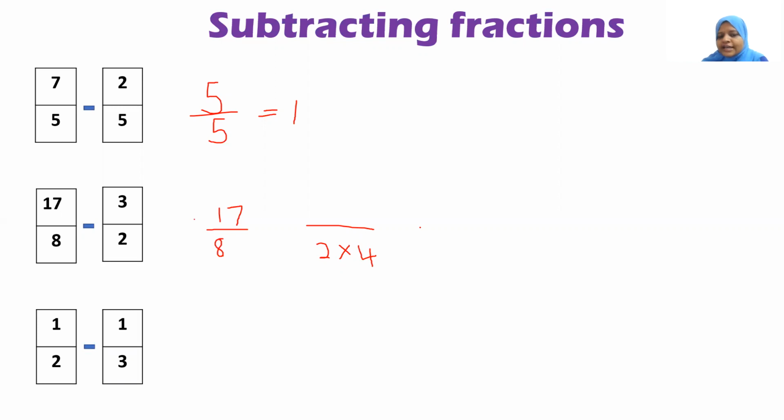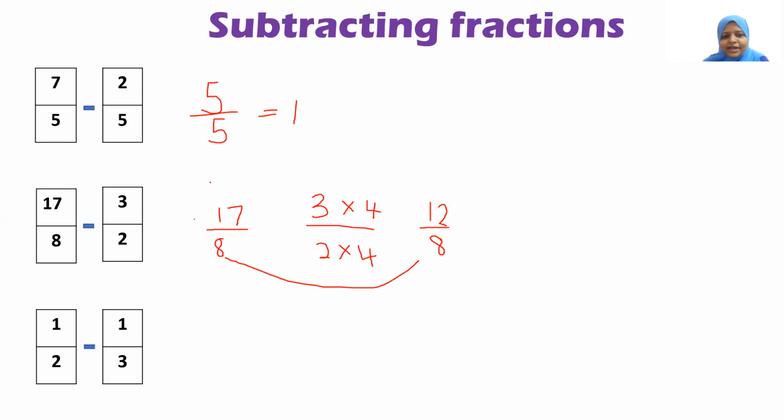If you multiply by 4, it becomes 8. So that is where your challenge is. You have to find by what number you have to multiply. That's the challenge you have. So this 3 also you have to multiply by 4, because whatever you do to the denominator, you have to do to the numerator. Simple theory. 3 4s are 12. So now see, 8 and 8. Now the method is done.